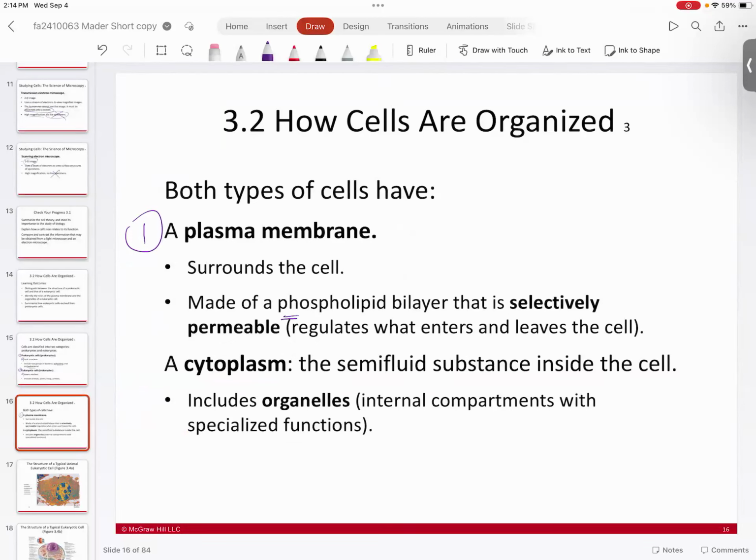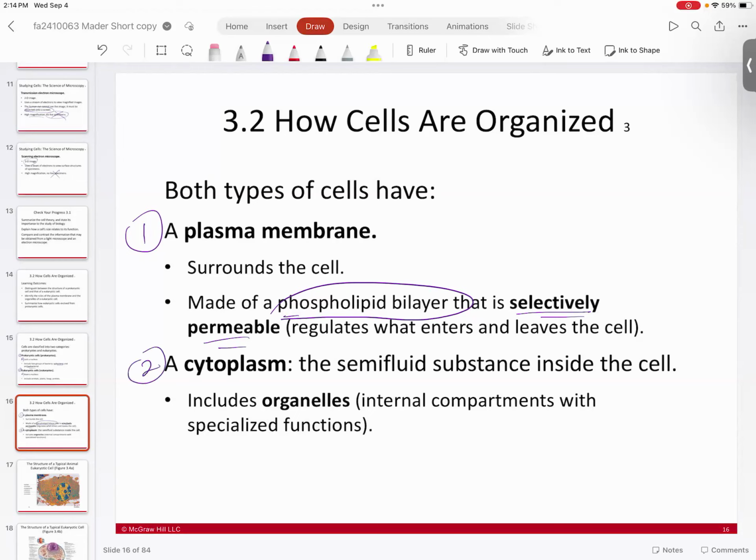Typically, they're going to be made out of phospholipids. We just saw that in the last chapter, right? So our phospholipid bilayer. And the phospholipid bilayer tends to be selectively permeable. That means it gets to pick and choose who comes into the cell and who leaves the cell, okay? Kind of a very similar way that you're selectively permeable about who comes into your house and who exits your house, okay? So similar kind of idea. So everybody's got to have one of those.